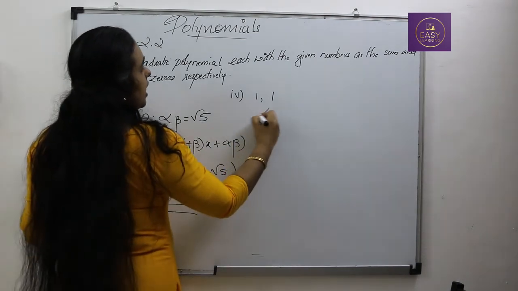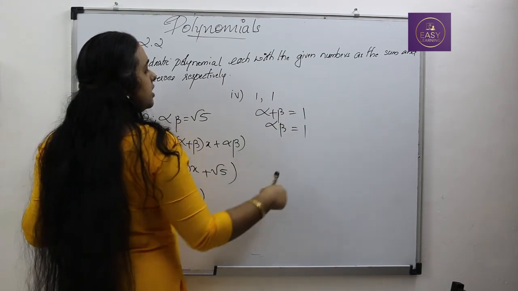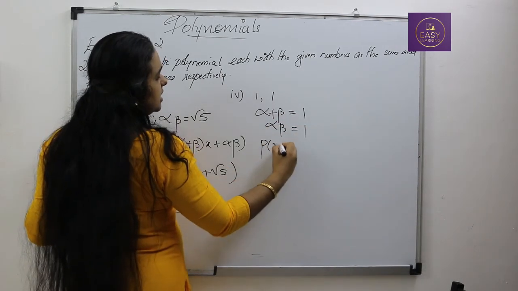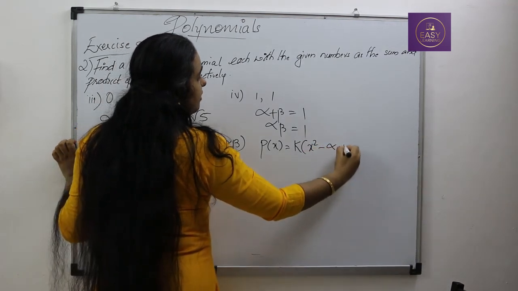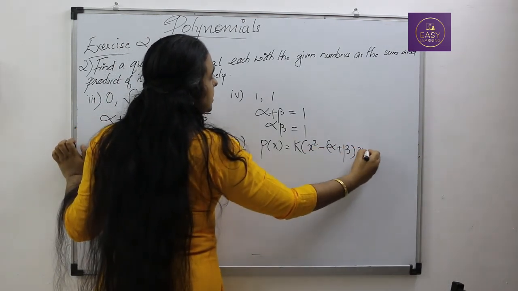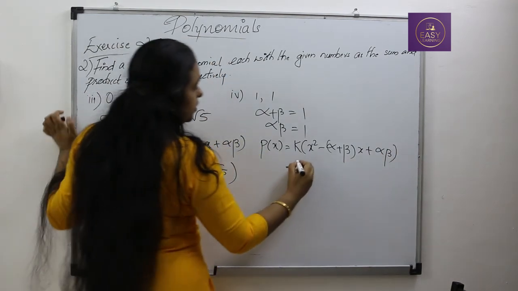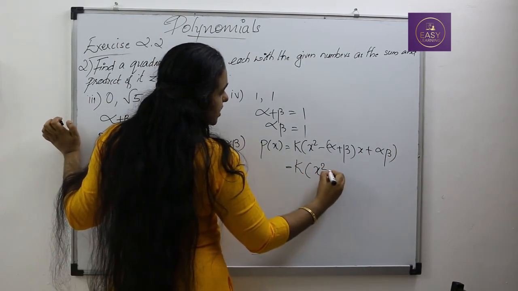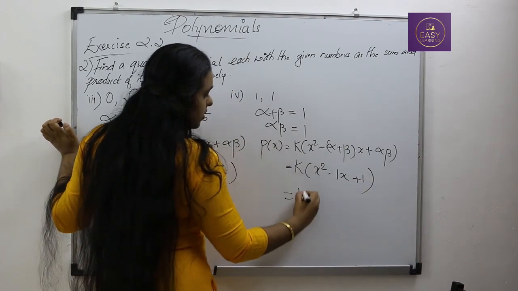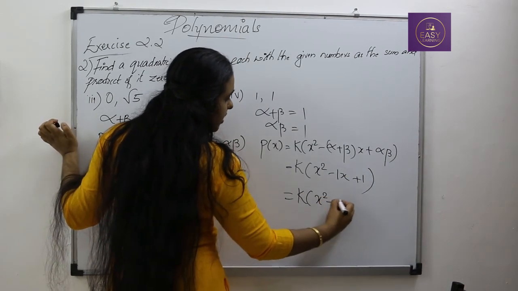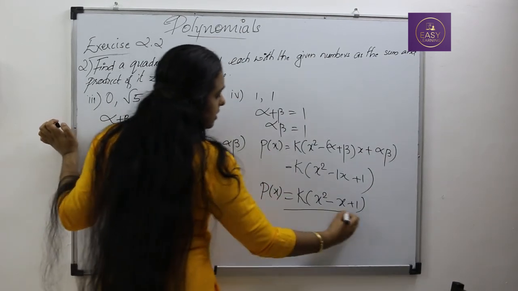Fourth question is alpha plus beta equals 1 and alpha beta also equals 1. Then P of x equals k into x square minus (alpha plus beta) x plus alpha beta, which is equal to k into x square minus 1x plus 1. It's equal to k into x square minus x plus 1. P of x.